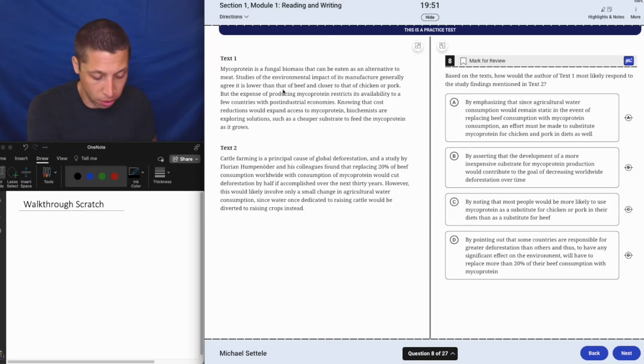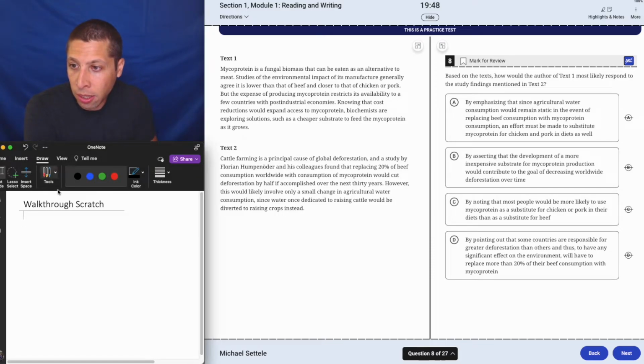Okay, so I'm just going to do a little dumb summary here. So this is reading module 1. So I know, and this is question 8, and text 1 says something about the mycoprotein is kind of good and bad, kind of expensive. Okay, so let's see what 2 says.